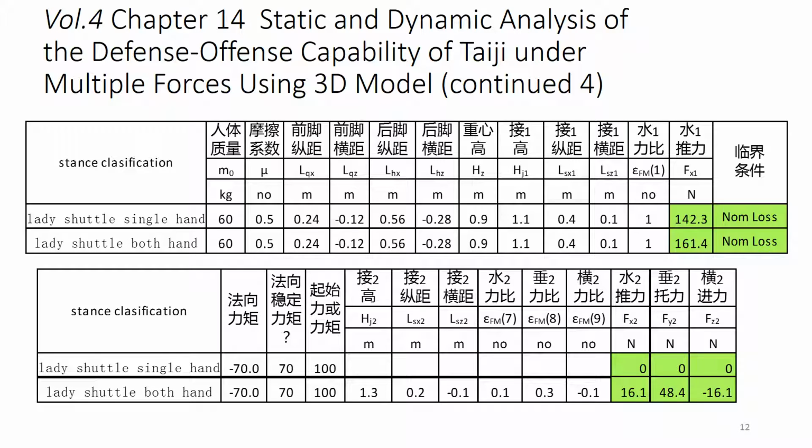Both hands. Fx1 161.4 Newton. Fx2 16.1 Newton. Fy2 48.4 Newton. Fz2 negative 16.1 Newton.